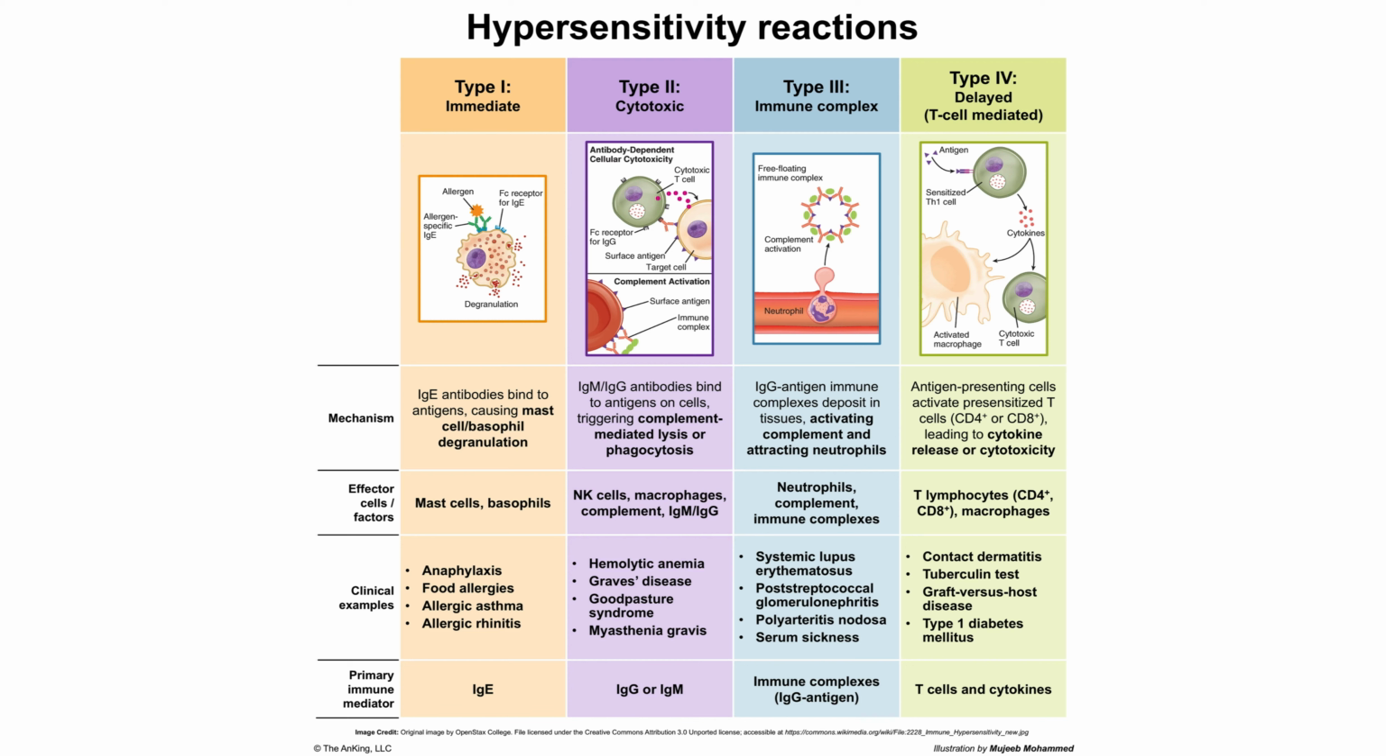Common examples include allergic asthma, hay fever, and food allergies. Think of type 1 as immediate IgE.